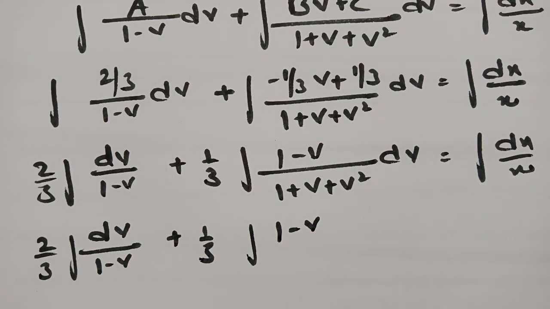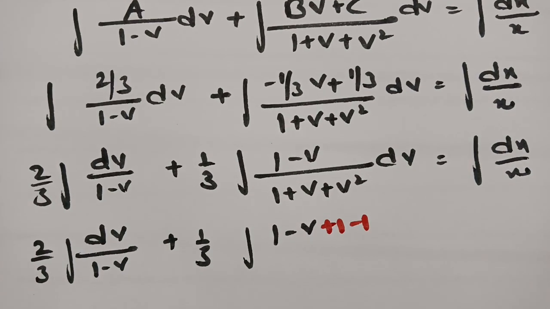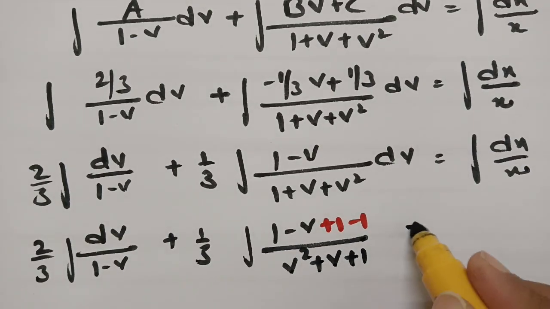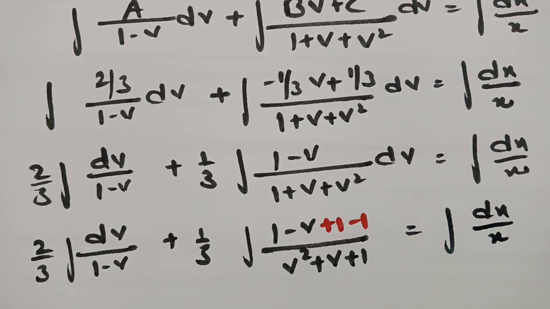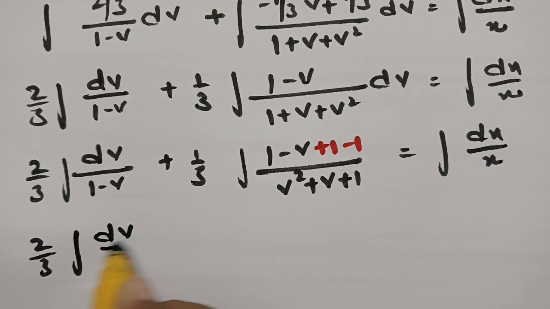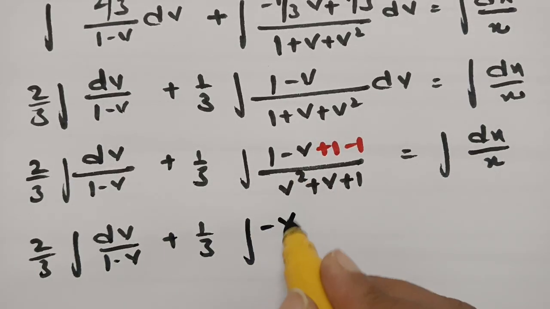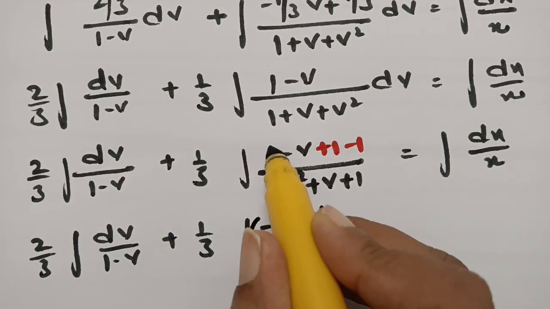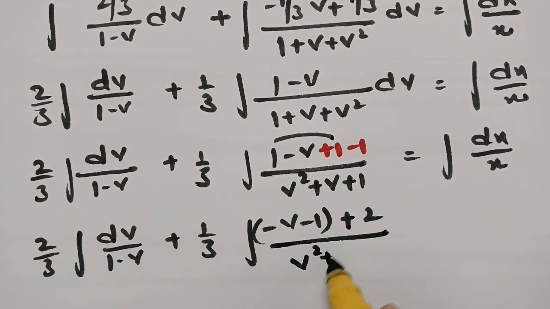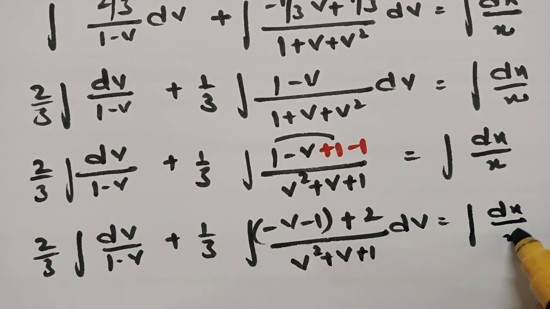I am adding 1 plus 1 and minus 1 and see what happens here. So this is in order, if I keep, this is v square plus v plus 1 and this is again dx by x. Clear? And now see here, this is going to become 2 by 3 dv by (1 minus v) plus 1 by 3 times of (minus v minus 1) to 1 times and this is 1 plus 1. So I am writing it as 2 by, this value is v square plus v plus 1 into dv, which is equal to dx by x.